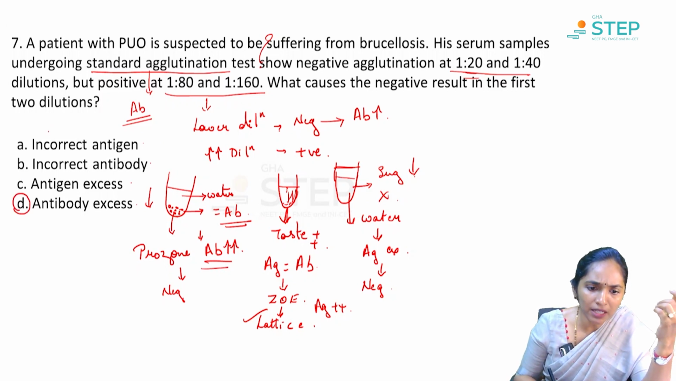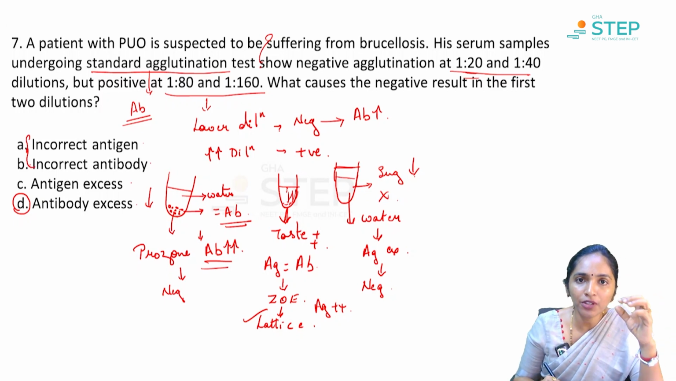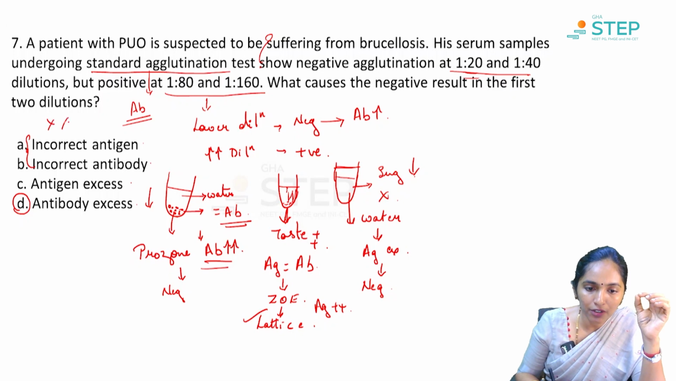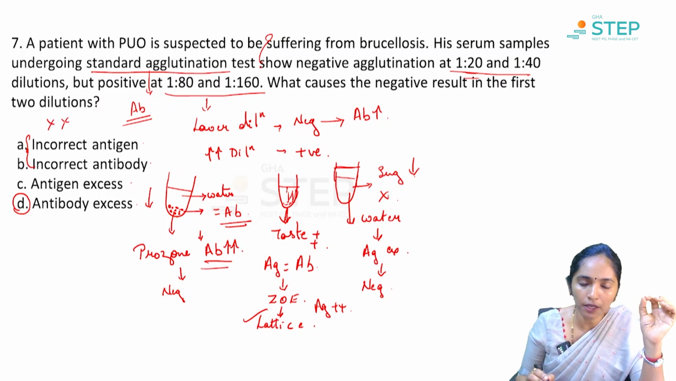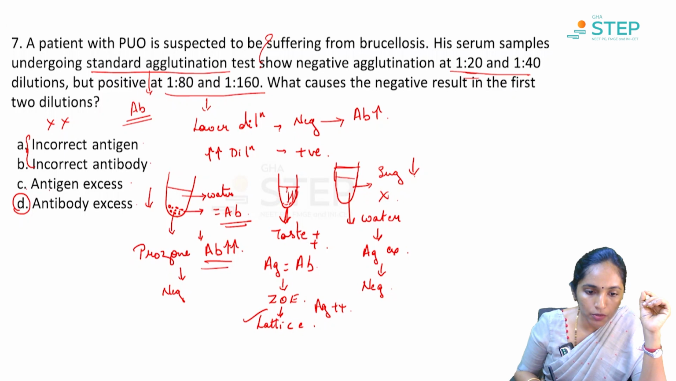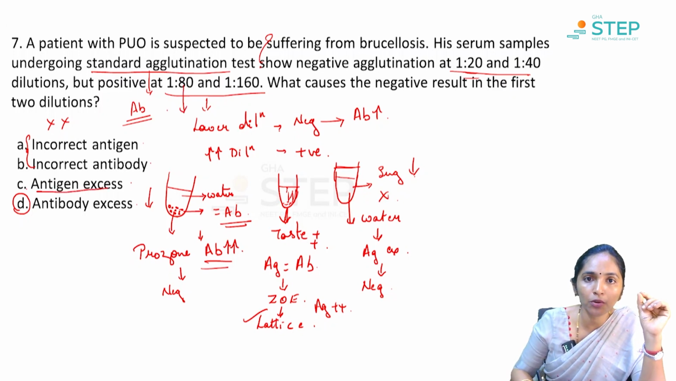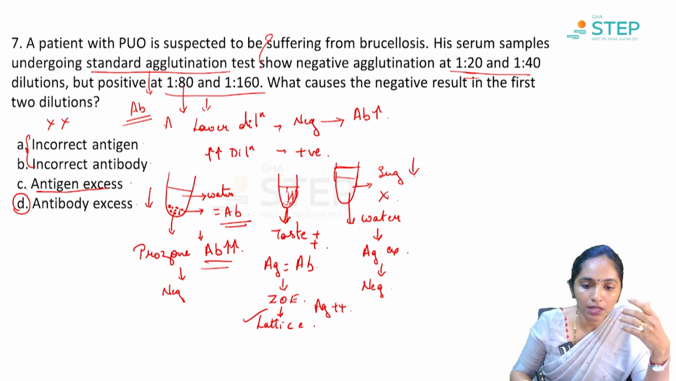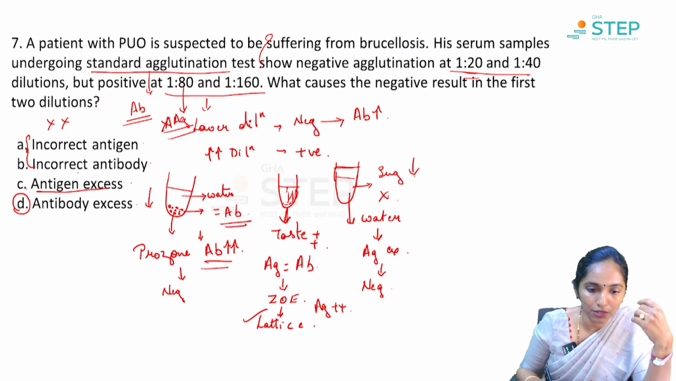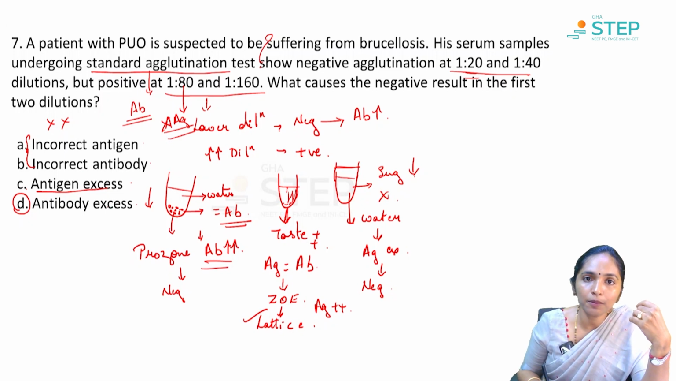But let us also analyze other answers. Incorrect antigen and antibody: if at all the antigen or antibody was incorrect, never ever would it have become positive. The next option is antigen excess. We know that as dilution increases, when we are looking for the antibody in serum, as we are adding more and more saline, antigen excess will not cause a positive result. It would have caused a negative result. So the answer is antibody excess.